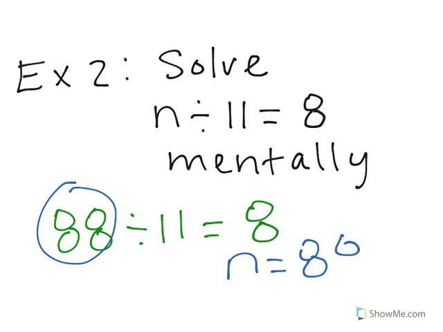And again, if you have trouble solving problems mentally, you can look at the operation that the problem is giving you. Think of what's the opposite operation. So the problem is giving me a division sign. The opposite of division is multiplication. So then you're going to multiply the two numbers that are in the equation. So I'm going to multiply 11 times 8, and that got me 88. And then I always ask myself, does 88 divided by 11 equal 8? And it does. So that's why n equals 88.